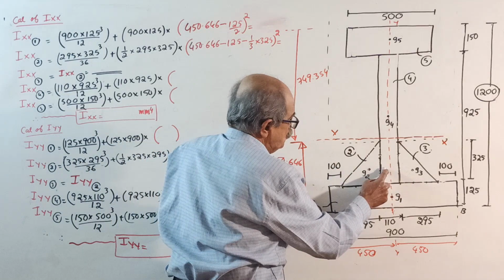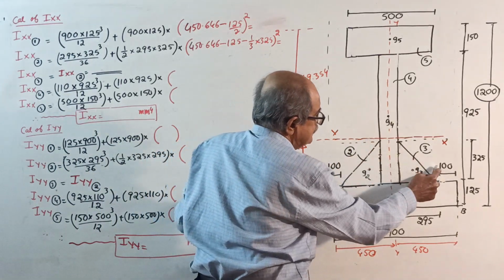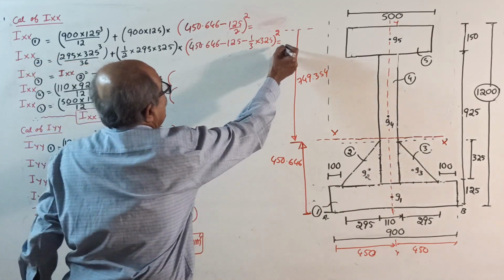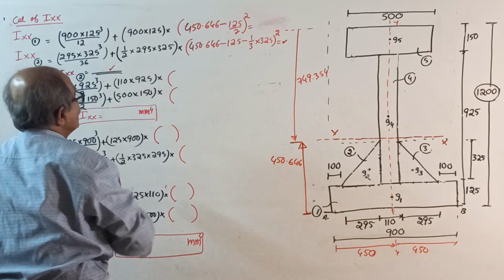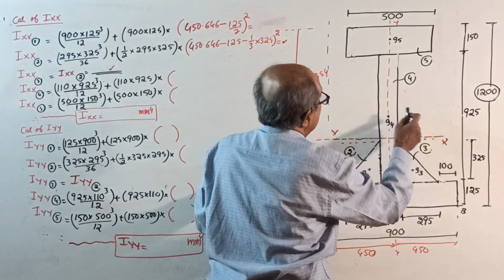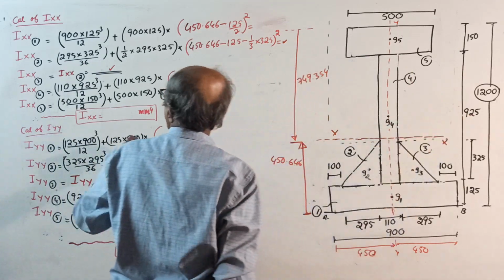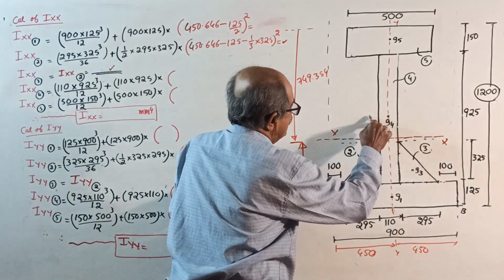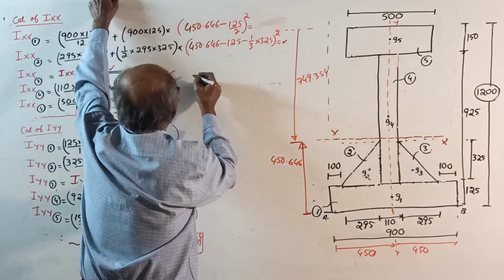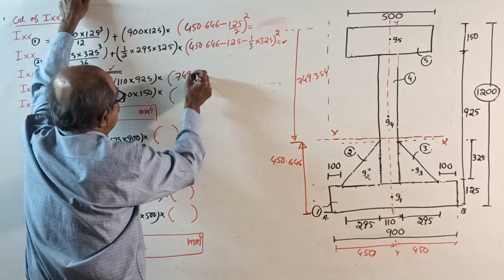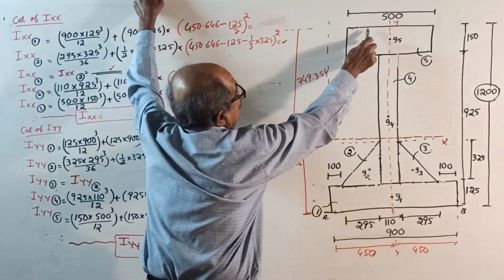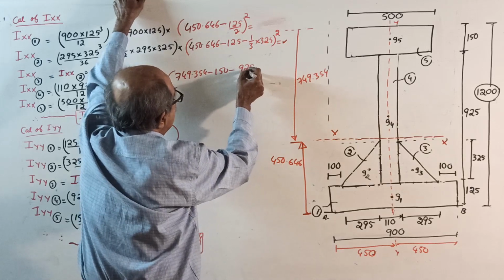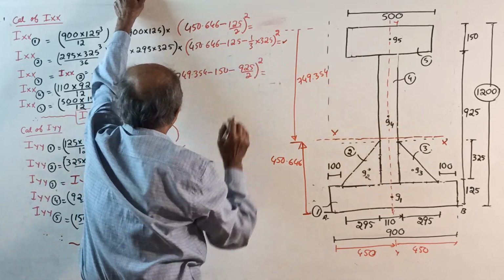Now, Ixx for 3, don't waste time. Whatever you got for 2, Ig plus A h square, same Ig plus A h square. So Ixx for 3 equals Ixx for 2. Whatever answer you got here, write the same answer here. Fourth one: Ig is 110 into 925 cube by 12 plus 195 area into, see, 749.354 minus 150 again minus 925 by 2, midpoint, whole square. Get the answer.